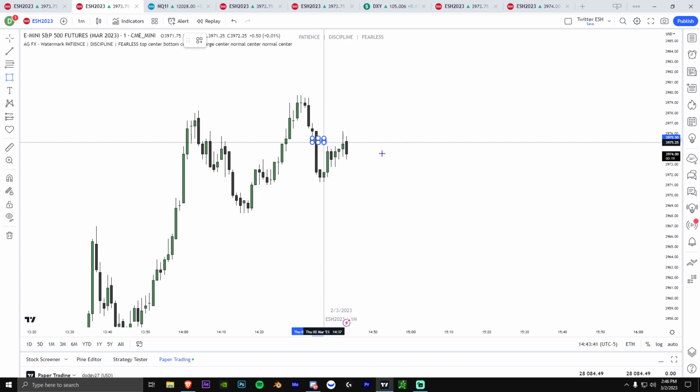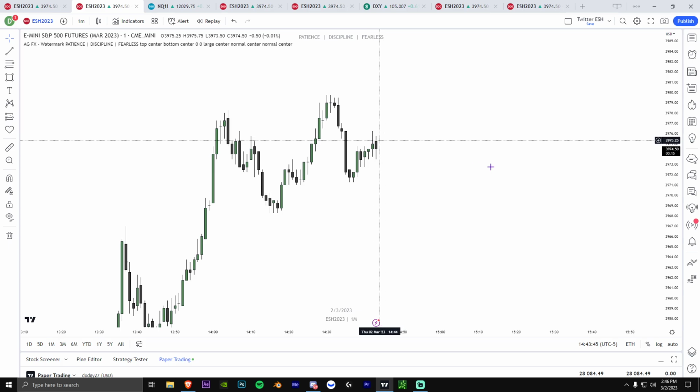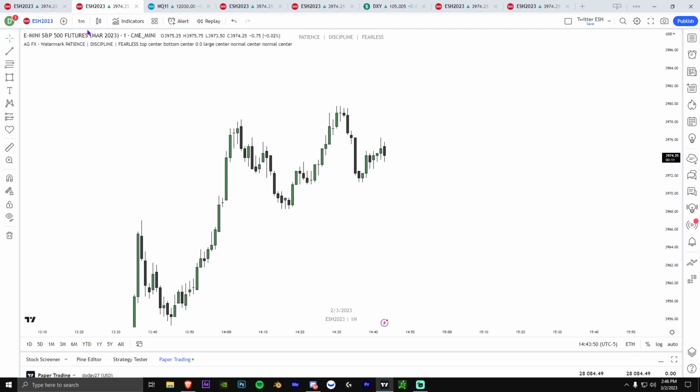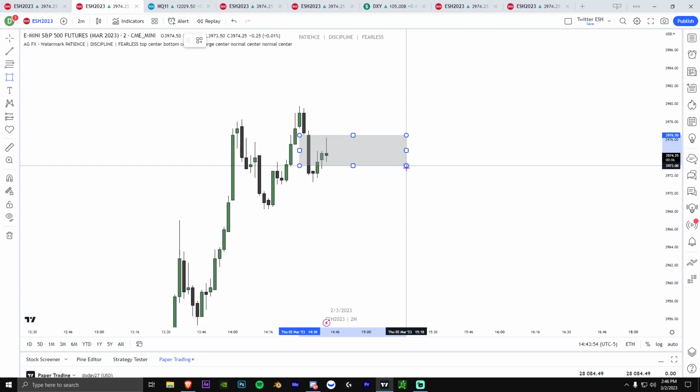Not gonna lie, this does look like not a terrible short as I'm watching in live time. But I probably want to short it just because of the higher time frame. Anyways, breaker blocks, inversion fair value gaps.